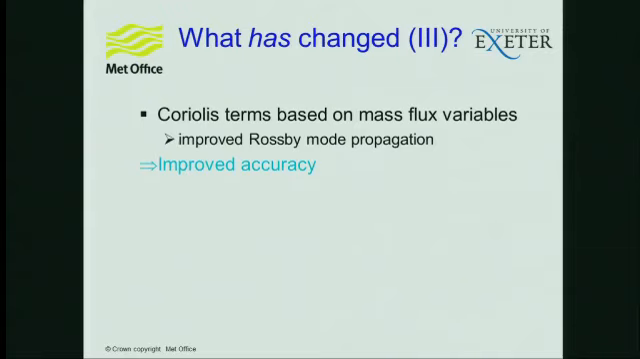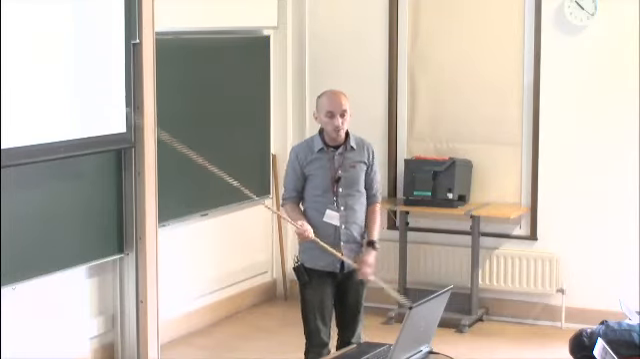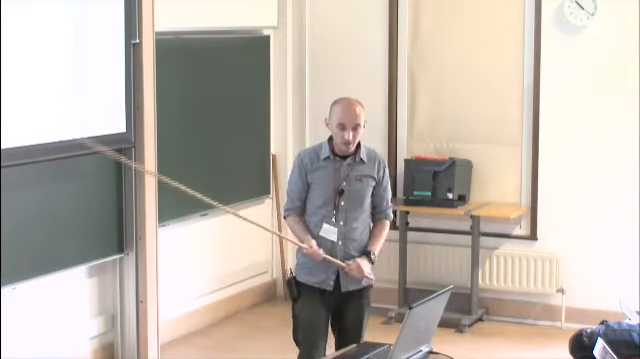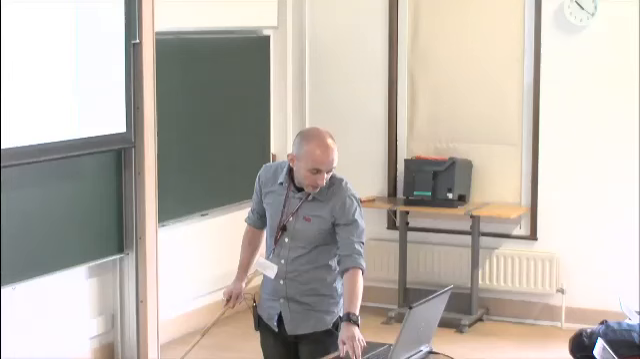The Coriolis terms mentioned and handled more implicitly. Beyond that, they're also based on mass flux variables now, which improves the Rossby mode propagation. So again, this is giving us better accuracy.